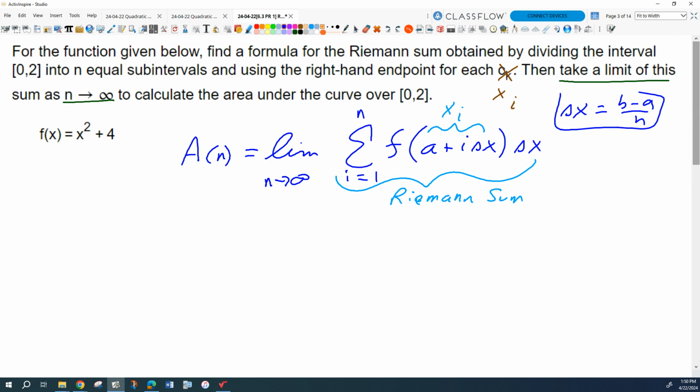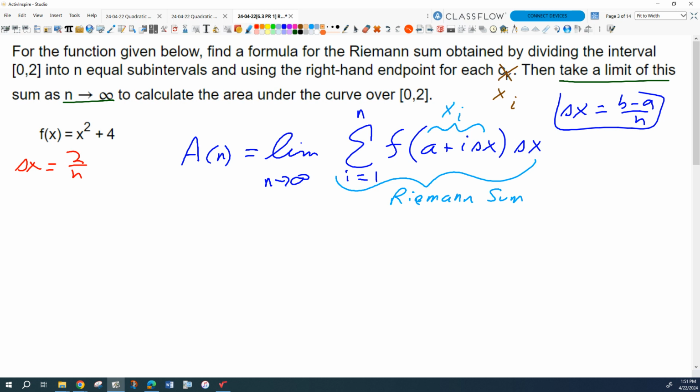Okay, so for us here then, what would we get? So here's f of x. We know what f of x is. If we're going from 0 to 2, what is our delta x going to be? It's just (b minus a) over n, right? So what does that give us? Look at our interval. Yeah, 2 minus 0 over n, which is just 2 over n, right? Okay, our function is f of x equals x squared plus 4.